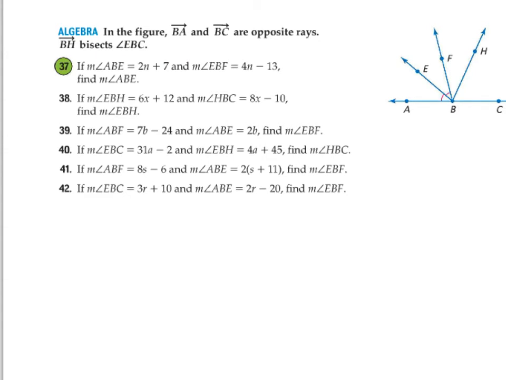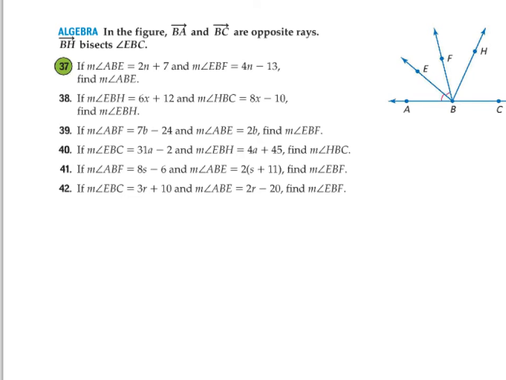So now let's take a look at numbers 37 through 42. And first, let's see what we're told about the diagram. We are told that in the figure, ray BA and ray BC are opposite rays. So BA and BC are opposite rays. We're also told that ray BH bisects angle EBC. So here's ray BH, and it is bisecting angle EBC, and BH is its angle bisector.